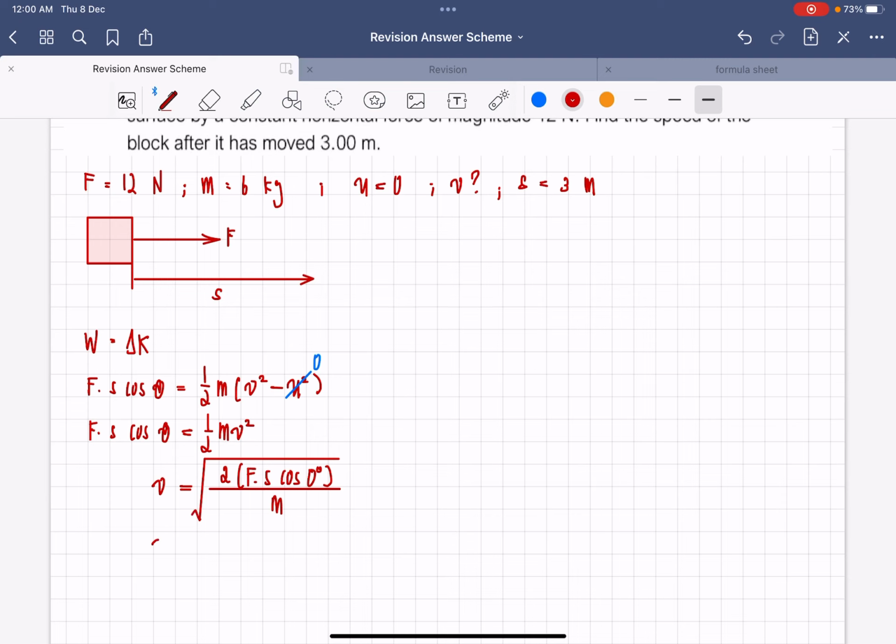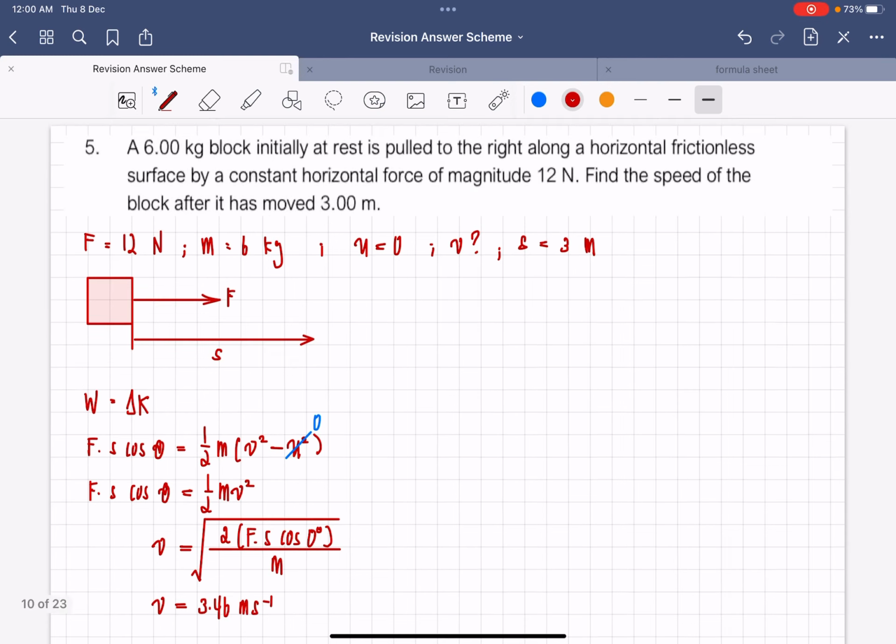So v is equal to, I have to calculate it because I don't remember the answer. So this is 12 times 3 times cos 0 degree over the mass, which is 6 kilogram. So you'll get 3.46 meter per second. All right, so that is question number 5.